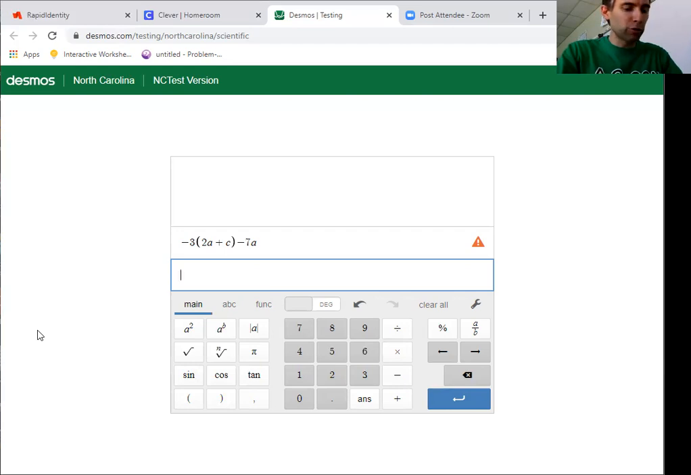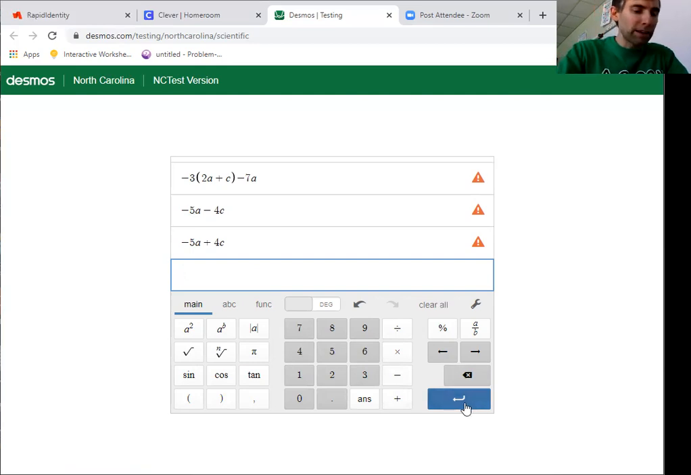So when I look at my answer choices here, I've got -5a minus 4c. Next answer choice, same thing except it'll be plus 4c. -5a plus 4c. After that, we got -13a minus 3c. And the last one we'll do -13a plus 3c.